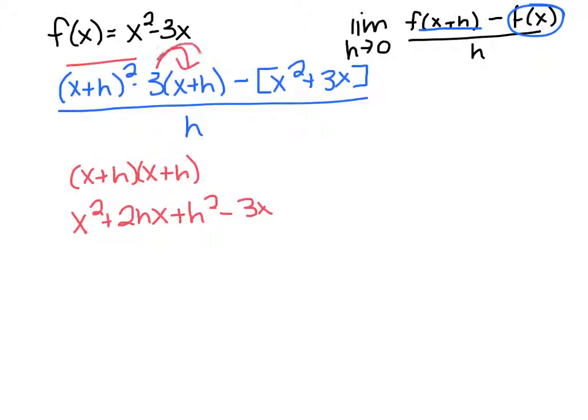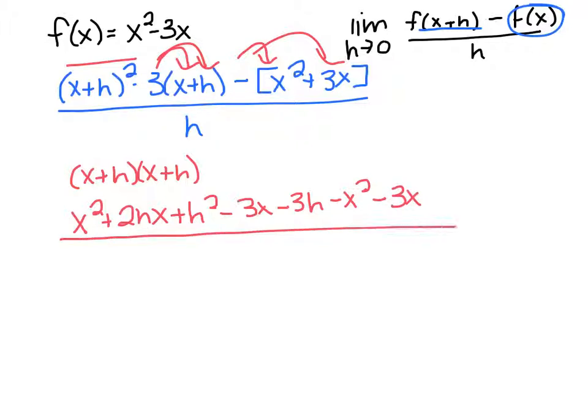Let's distribute that. Minus 3x, minus 3h, minus x squared, minus 3x. The entire thing over h. Let's do some canceling. That will cancel with that. I found a mistake right here. That should be a minus, which means this should be a plus. So this will cancel with this.